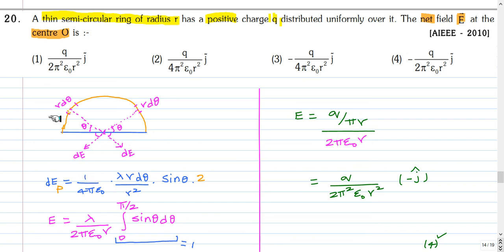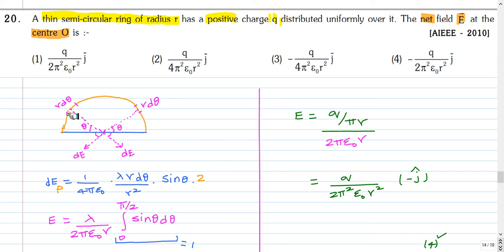So this is a semicircular ring, and let's take a small element, and the length of the element is r d theta. So the electric field due to this small element is like there is a point charge, and it will be in this direction dE, and let it make an angle theta. So let us take an element which is symmetrically on the other side, which also makes an angle theta with the horizontal. So that will produce an electric field in this direction. So the result of these two electric fields will be vertically downwards, and the horizontal components will cancel. One will be to the right, one will be towards left.